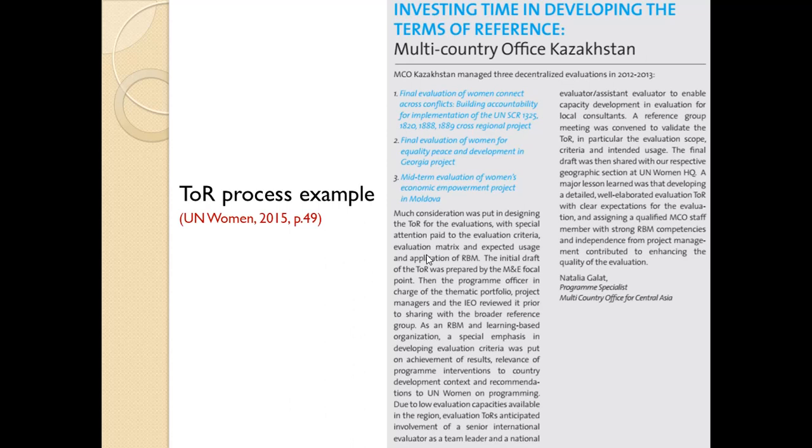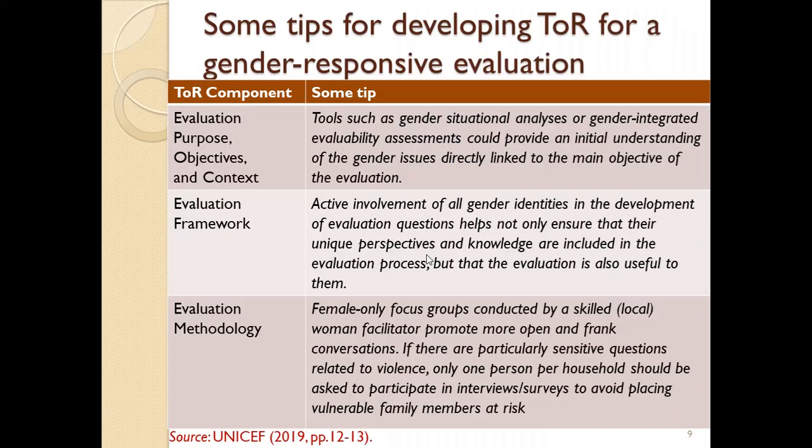You can also find other examples rather than this extract concerning Kazakhstan, and you have other UN engagements regarding certain procedures. There are some tips for developing terms of reference for a gender responsive evaluation, extracted from UNICEF 2019, and it gives some of the components such as evaluation purpose, objectives, and content. A tip here is that tools such as gender situation analysis and gender integrated evaluability assessments could provide an initial understanding of the gender issues directly linked to the main objectives.